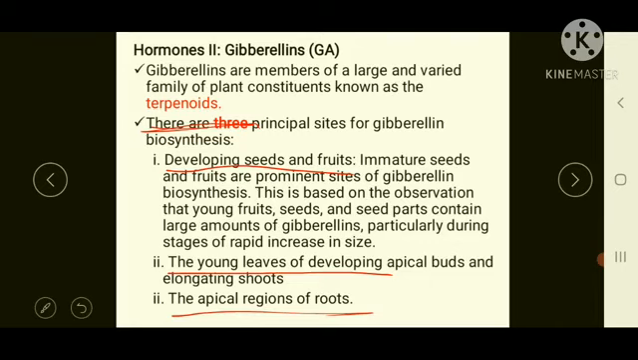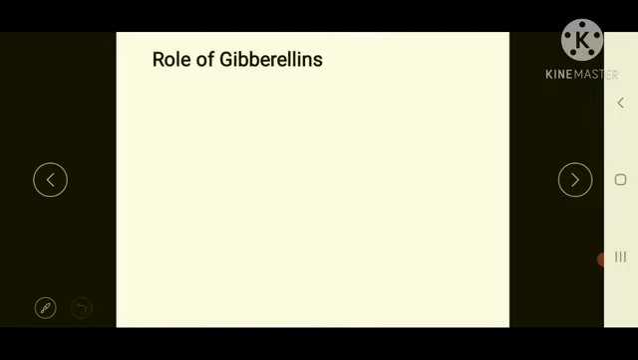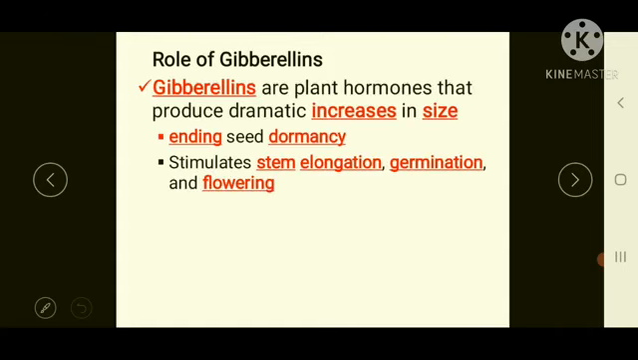When you say developing seeds and the fruit, the immature seeds and the fruit are prominent sites of gibberellin biosynthesis. This is based on the observation that young fruit, seeds and seed parts contain large amounts of gibberellins, particularly during a stage of rapid increase in size. Let us see the role of gibberellins.